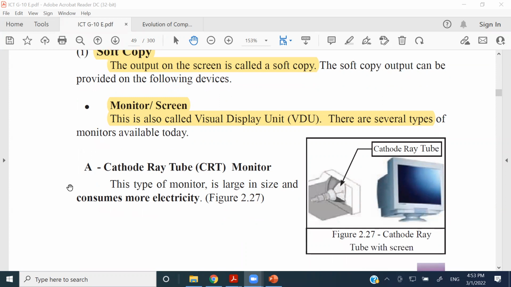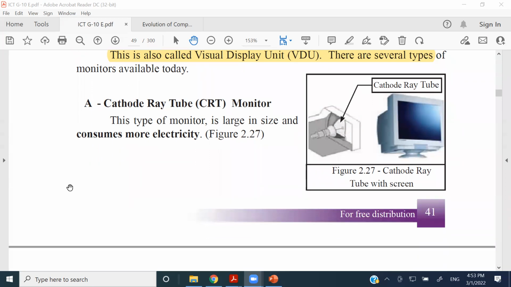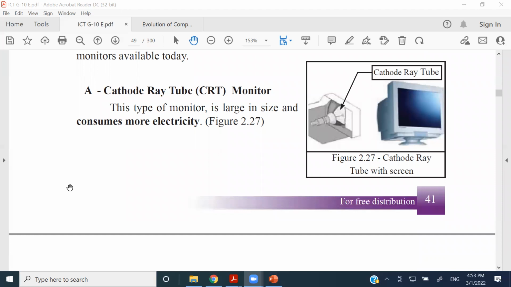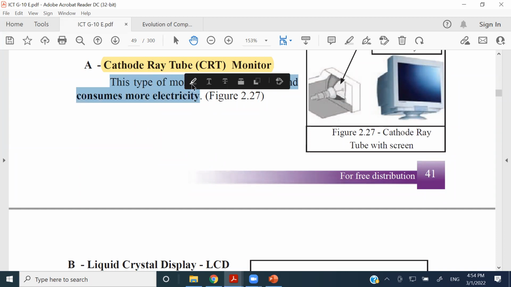All right. Under this, you can write CRT. Right, so under this, go with the cathode ray tubes. And it's better you write this as well.